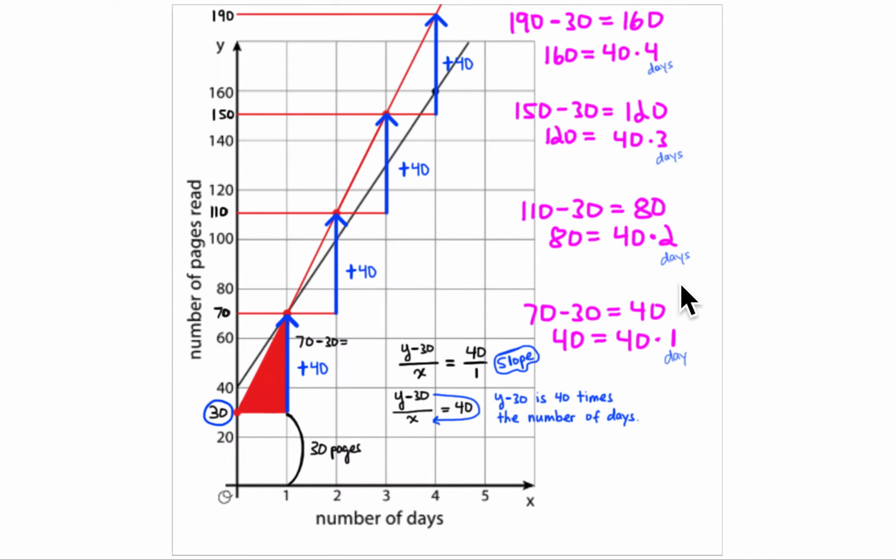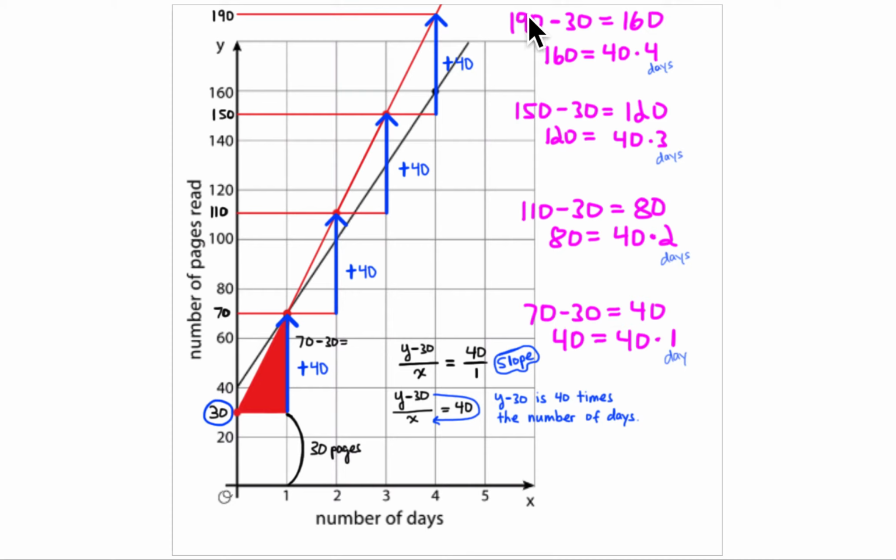And if you look at that, I just wrote out for each day. So in 1 day, I'm going to work backwards here. In 1 day, she read 40 pages, and then I have to add that 30 pages to get the total number of pages that she's read. That's 70 pages. 2 days, read another 40 pages. 2 times 40 is 80, plus that 30 gets you to 110. 3 times 40 is 120, plus that 30 gets you to 150. 4 times 40 is 160, plus that 30 gets you to 190.